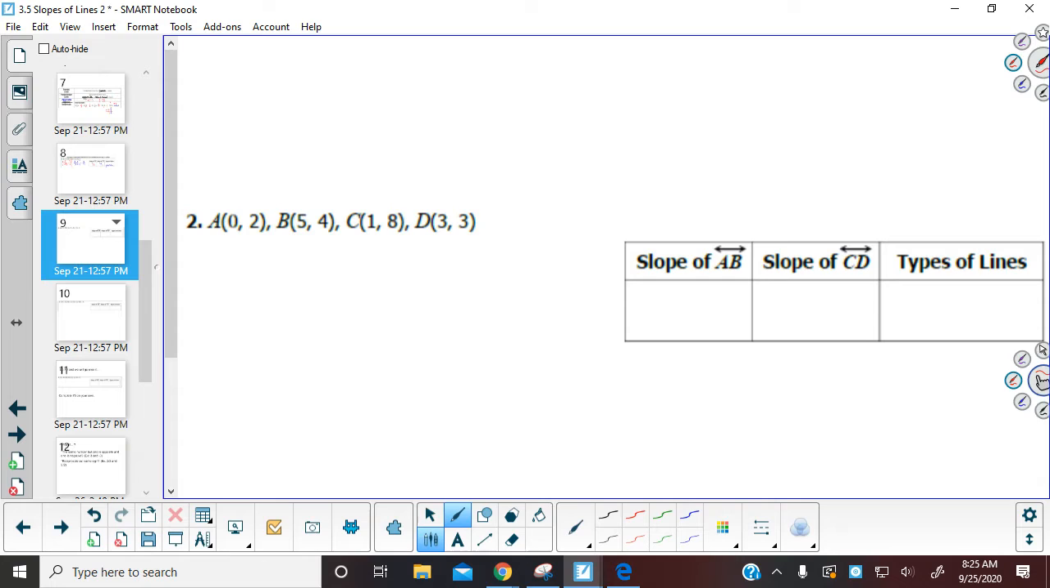Okay? Moving on to example number 2. Again, what we're going to look at is we're going to split this up. We're going to look at line AB. So 4 minus 2. And since I started with the 4, I have to start with the 5 on the bottom. So 5 minus 0, that becomes 2/5.